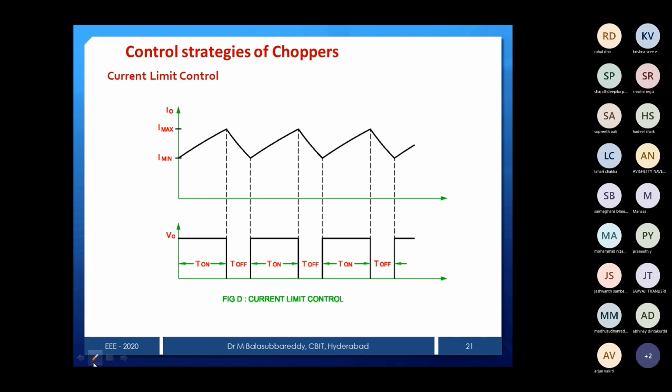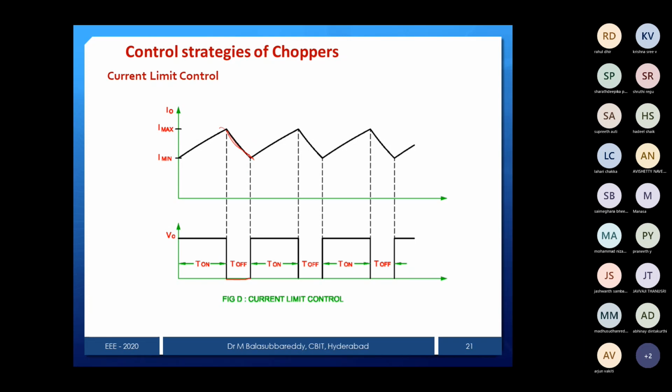You can see the current waveform, and what we want to provide is the firing pulse. Suppose the current is at its minimum. It should not be allowed below the minimum value. Then what you have to do is give the firing pulse. If the pulse is given, the chopper is on and the current will gradually rise. Once it reaches the maximum, if I give the firing pulse further, the current will go beyond the maximum. That's why I have to disconnect the firing pulse. Now I made it off. Then the current will gradually decrease.